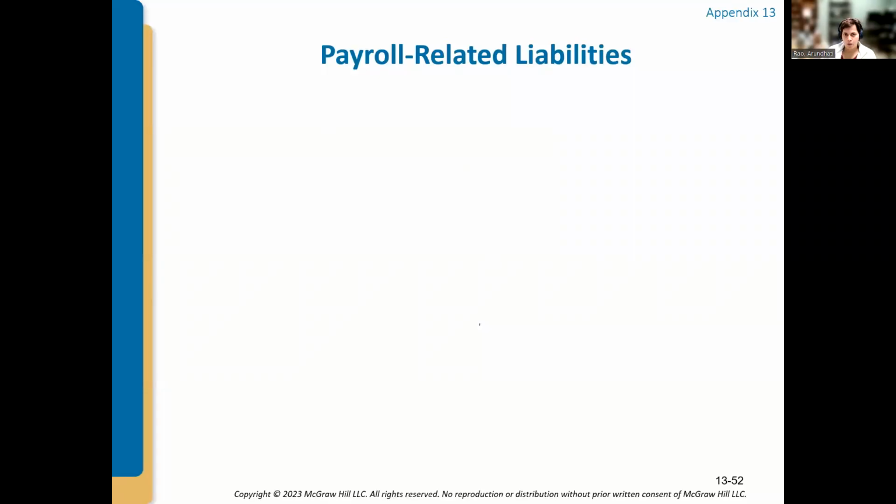Welcome back, and let's talk about one more current liability. This time we are talking about payroll related liabilities. What we're looking at over here is, in addition to the salaries and wages that the employer pays their employees, they have certain other liabilities that they have to take care of. All of these are current liabilities. So let's take a look at what we have over here.